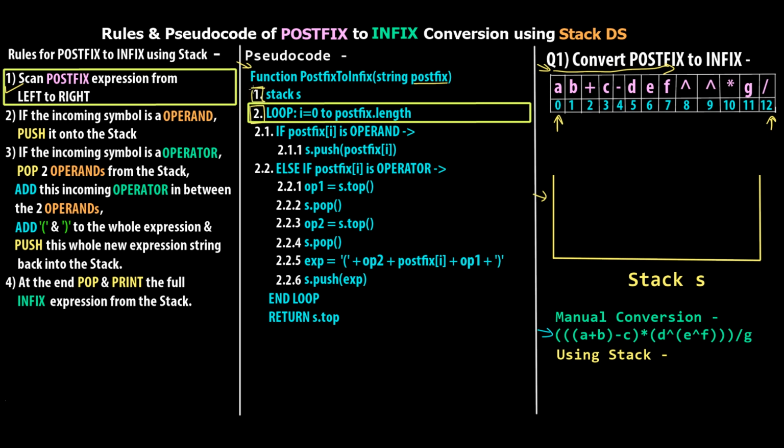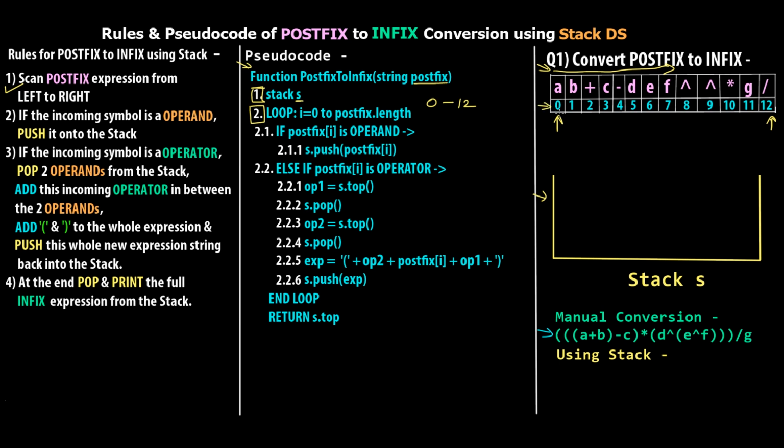Step number 1 is to create a stack data structure. We will say stack S. So S is basically an object when we actually write a program. Then we will loop from I equals 0 to this postfix.length. Okay, so from 0 to the length of the postfix, which can be in this case from 0 to 12, right? Index position 0 is this starting position and this is the ending index. So this is that rule, scan postfix expression from left to right. That translates to a for loop in the pseudocode perspective. Let's see rule number 2.